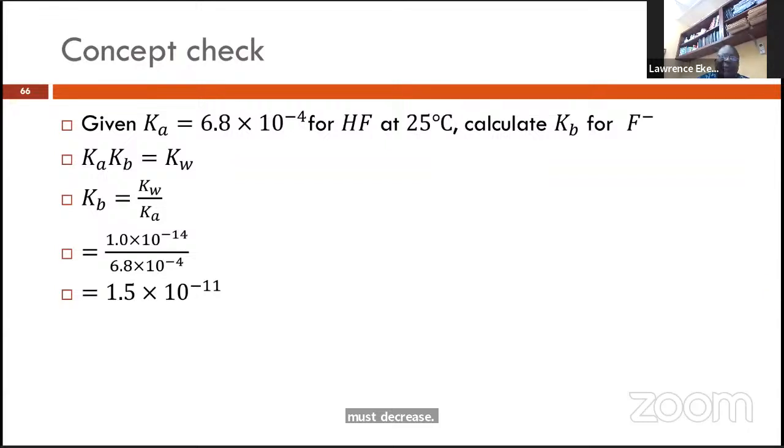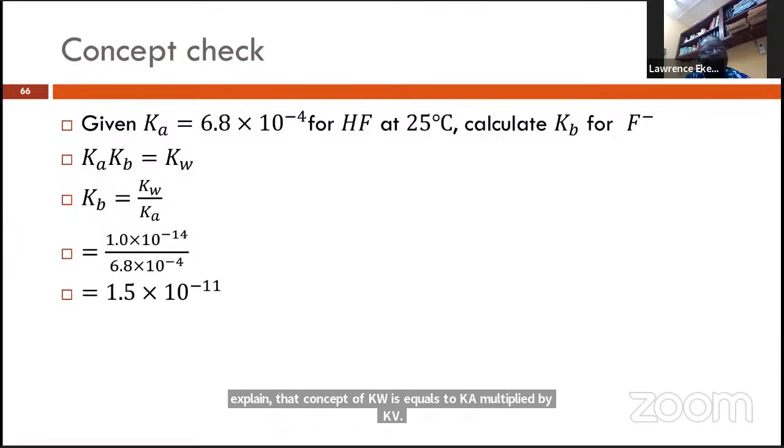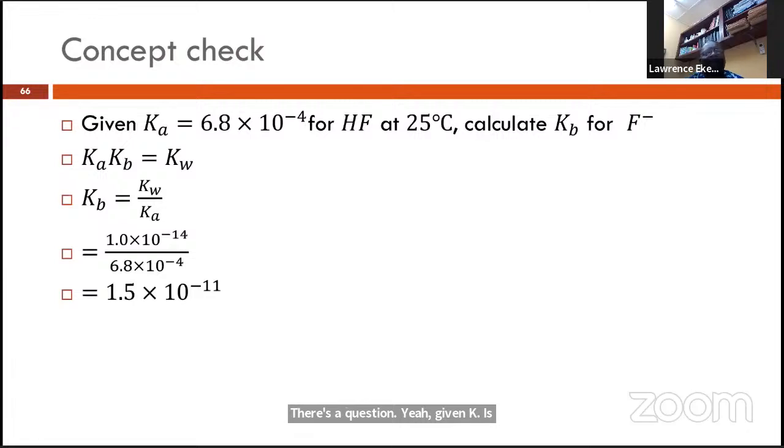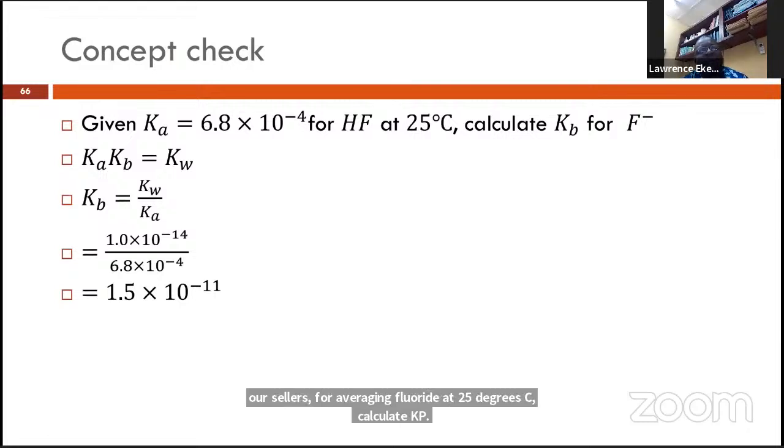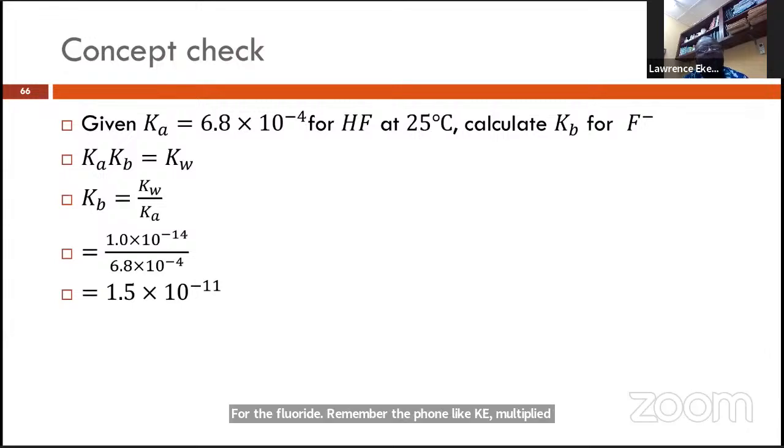So we have a question before us just to further explain that concept of Kw is equal to Ka multiplied by Kb. Given Ka is equal to 6.8 times 10 raised to the power minus 4 for hydrogen fluoride at 25 degrees C, calculate Kb for the fluoride anion. Remember the formula Ka multiplied by Kb is equal to Kw. We have been provided with Ka, so we know the value of Kw is a constant 1.0 times 10 raised to the power minus 14. So we make Kb the subject of the formula. It becomes Kw over Ka. If we substitute Kw, 1.0 times 10 raised to the power minus 14, divided by Ka that has been provided in the question, 6.8 times 10 raised to the power minus 4, we arrive at 1.5 times 10 raised to the power minus 11 as the value for the Kb.